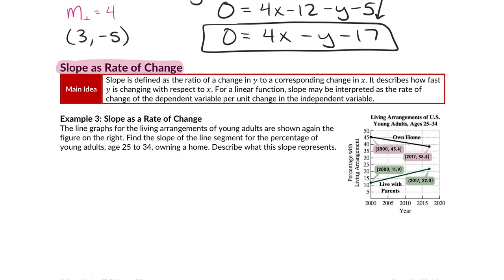Slope is the ratio of change in y to a corresponding change in x. So change in y's over change in x's. It describes how fast y is changing with respect to x. It's a ratio. For a linear function, it's the slope because the slope never changed. It's the same straight line all the way across. But we can start thinking about slope as a change in units or a change in data as we expand this to other types of functions.